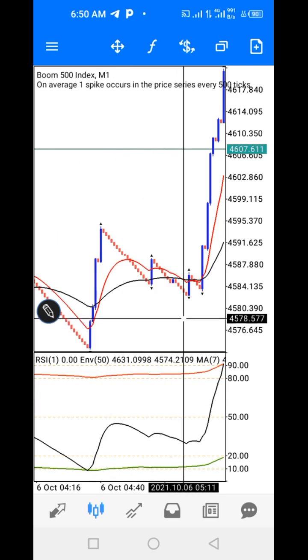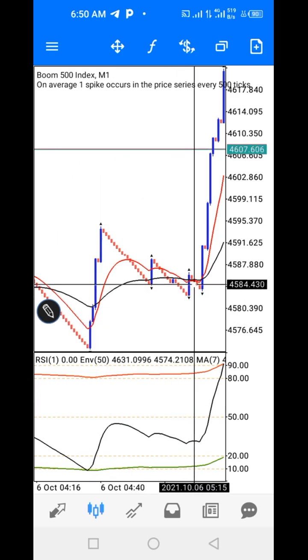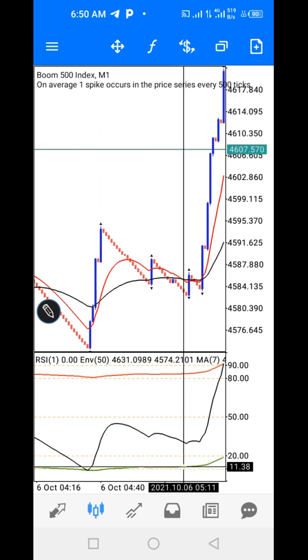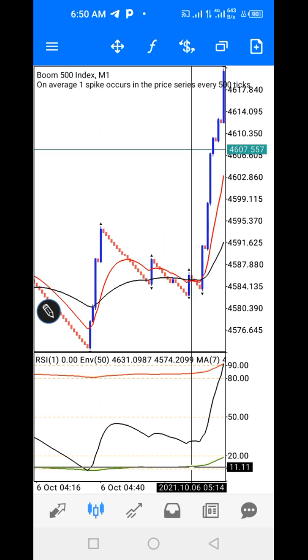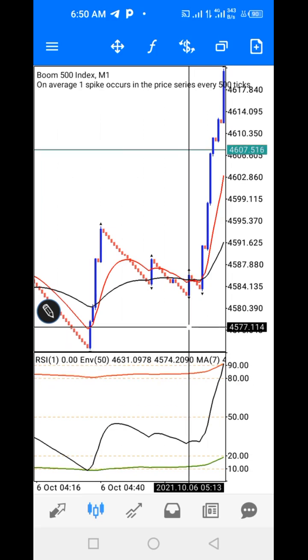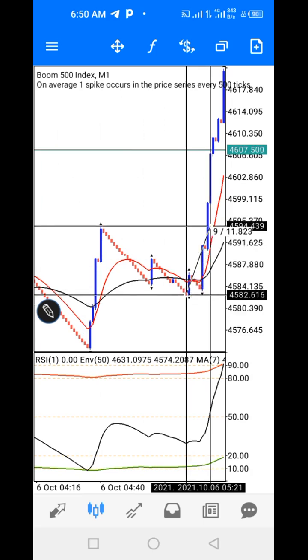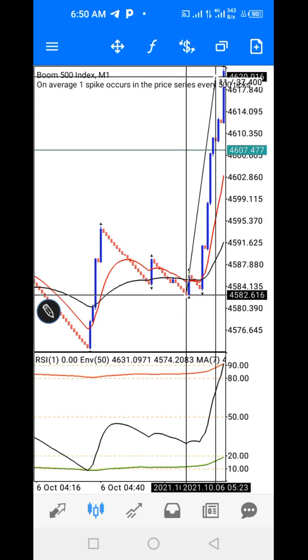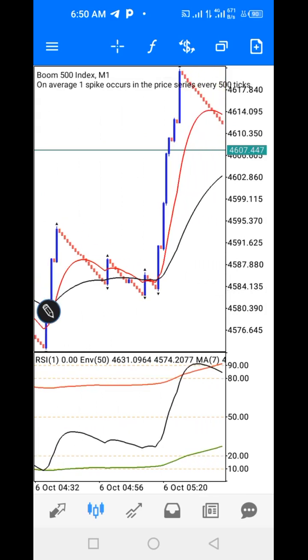Now you have your crossing again, right? Your envelope is still at your 10 level. Look at it, it's still at your 10 level. So that was why you can take this buy. And once you take this buy, you can take your 25 to 50 pips as the case may be. You have 37 pips here. So that is what you consider.